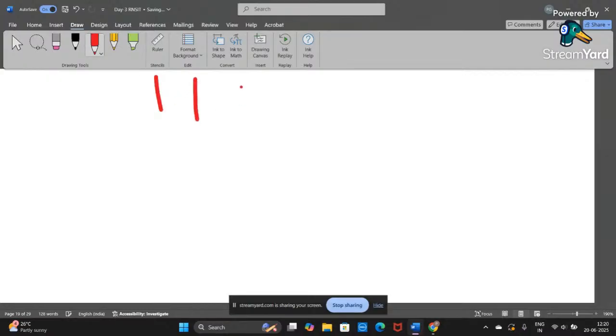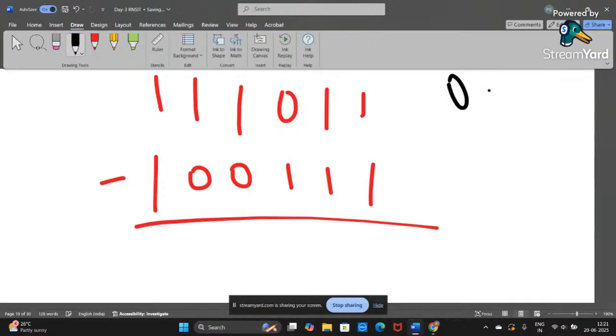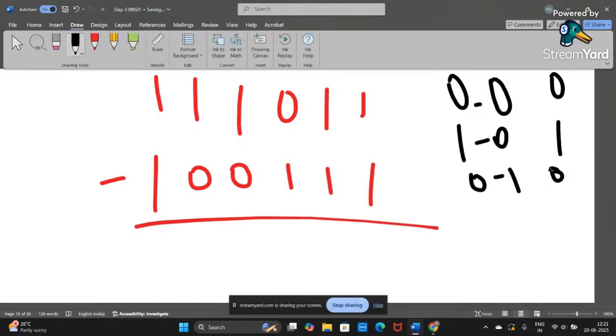1, 1, 1, 0, 1, 1, 1, 0, 0, 1, 1, 1. We need to subtract now. So it is very simple. 1 minus 1, okay, I'll write the rules here. 0. 1 minus 0 is 1. 0 minus 1, we need to take a borrow. Then 1 minus 1, it is 0. Here we need to take a borrow. The next one, this is B. This is not 0, this is B.